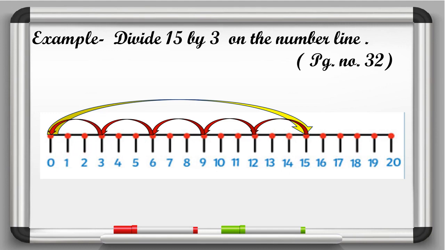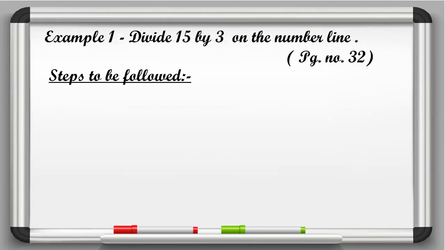Understood, beta? So now we will count how many times we have moved backward. 1, 2, 3, 4, 5. So we can say that 15 divided by 3 is equal to 5. Understood, beta? Now steps to be followed. Humne kaun se steps follow kiye the beta?